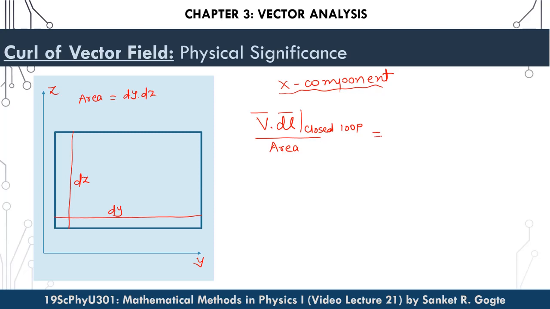This turns out to be equal to dou vz by dou y minus dou vy by dou z.